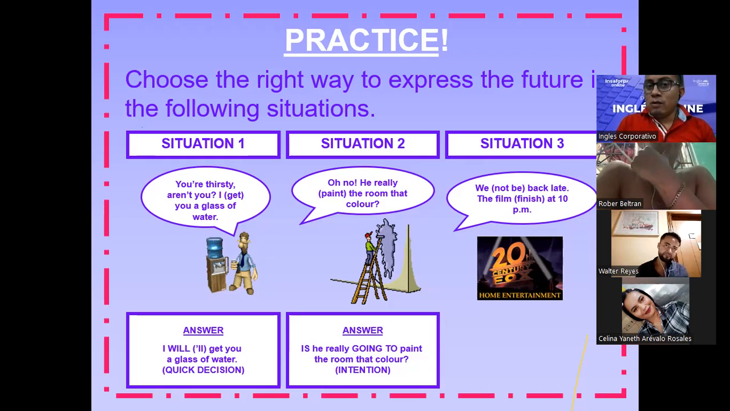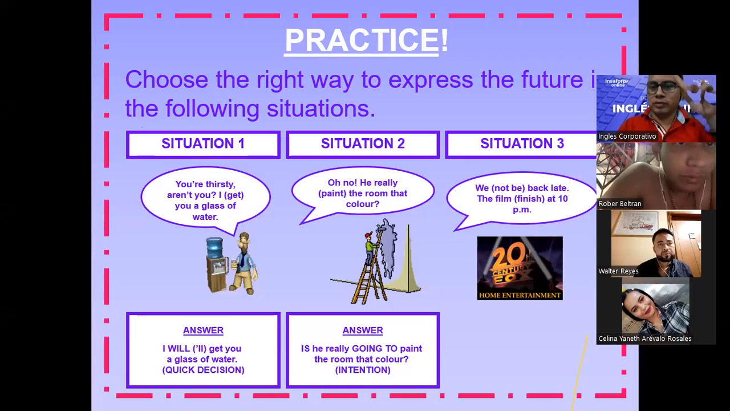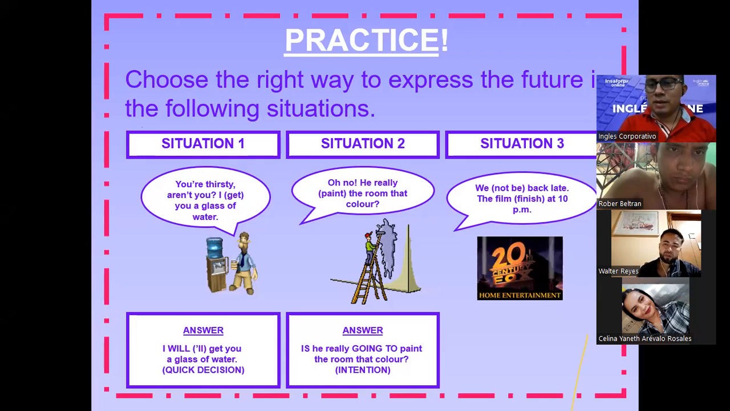Bajo ese criterio, tratemos de hacer la tercera, a ver cómo nos va. Dice we, entre paréntesis, not be back late. The film, y luego aparece finish at 10. Aquí tenemos dos retos. ¿Cómo ponemos el not be y cómo ponemos el finish? ¿Cuál sería la situación que mejor expresa lo que está pasando ahí?